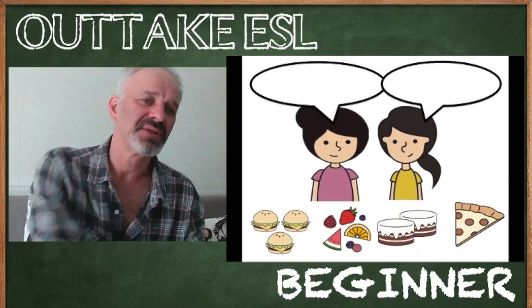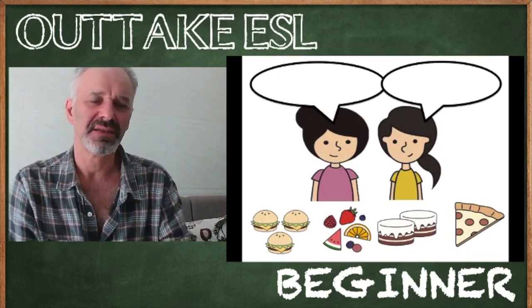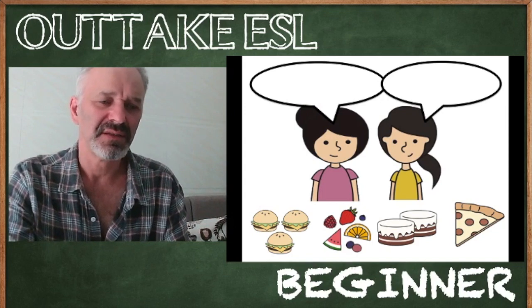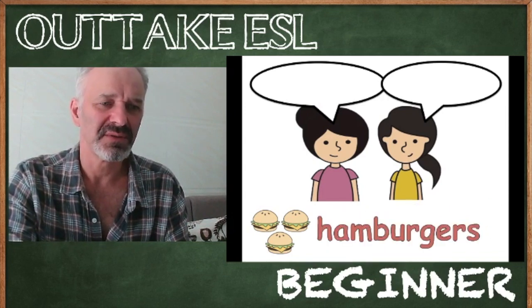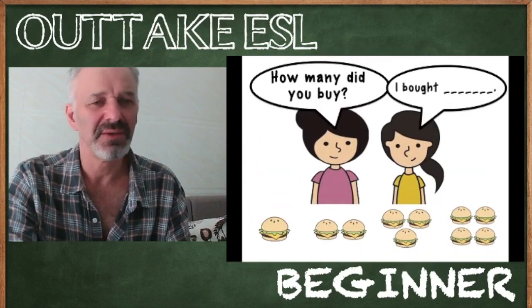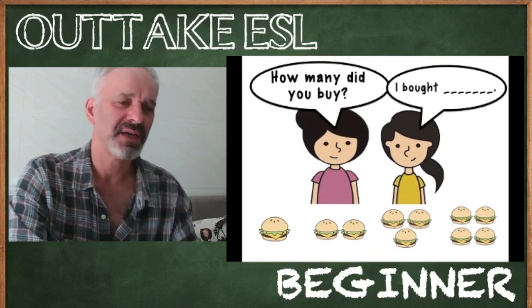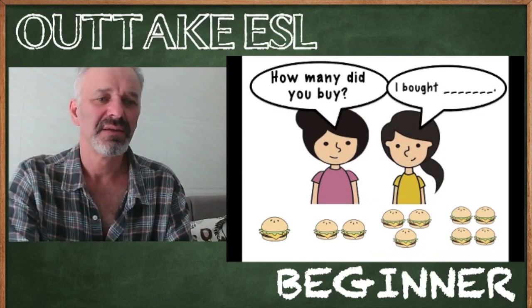And then I have this exercise, and usually I ran out of time on those last few exercises, but it's the conversation. I just go through it. Okay, so that slide was just, how many did you buy? I bought, how many did you buy? I bought 2. How many did you buy? I bought 3.